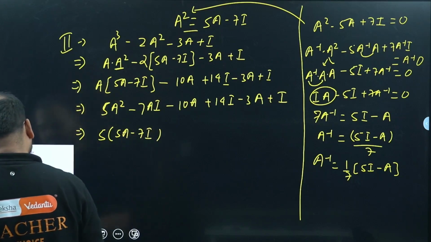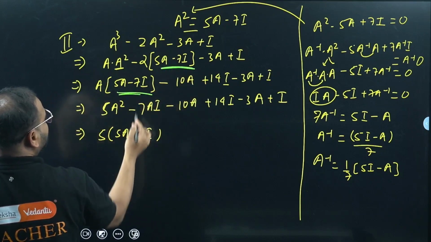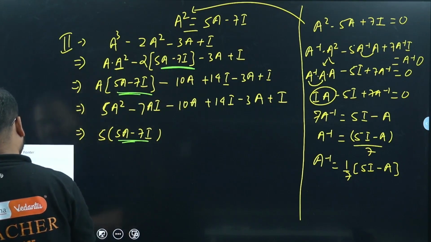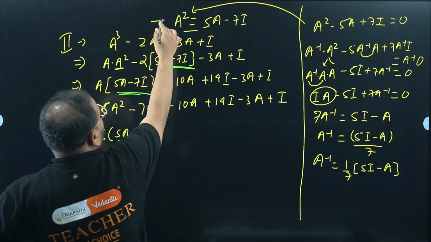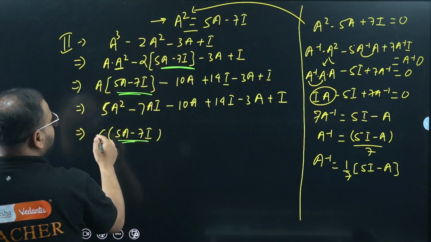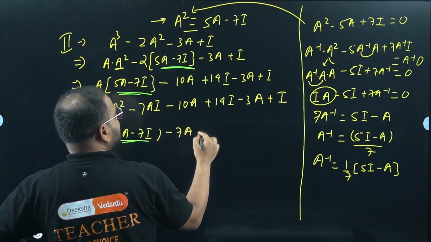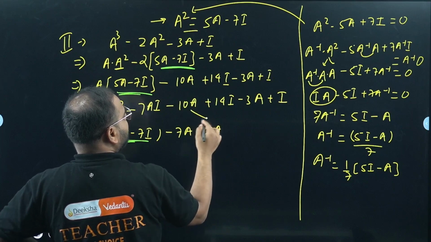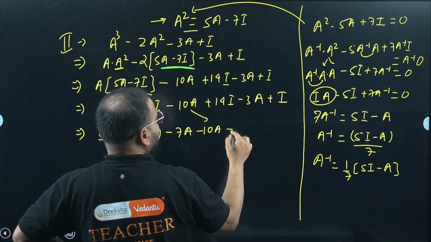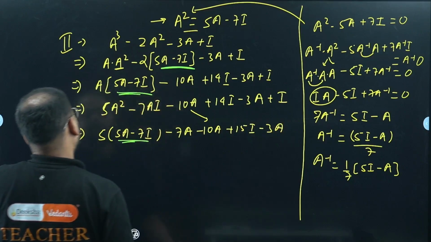So I have taken the substitution 3 times here. One time was here, second time was here, and third time is here. 3 times I have substituted the same expression, 5A minus 7I, with 5. And over here, 7AI is simply 7A, this is simply 10A, this part is 14I plus I, so 15I, and this is minus 3A. Now let's simplify.